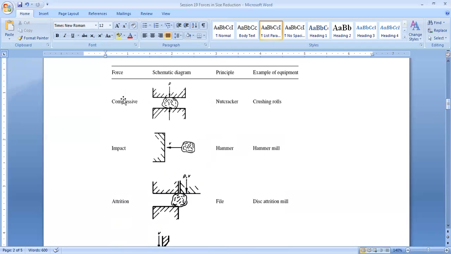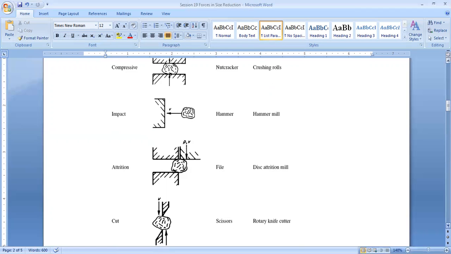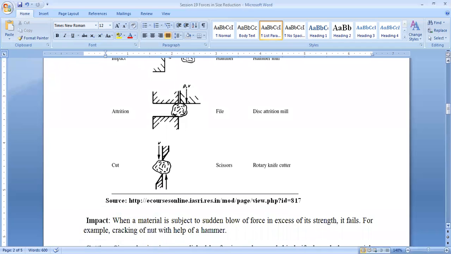As I was telling in the beginning, these work on the principle of a nut cracker for compression, the principle of a hammer, the principle of a file, and the principle of a scissor in the case of cutting. These are the names of the equipment: crushing rolls act on compressive force; hammer mill acts on hammer impact force; attrition mill works on attrition force; and the rotary knife cutter acts on the cutting force. So these are the various forces which act in various size reduction equipment.